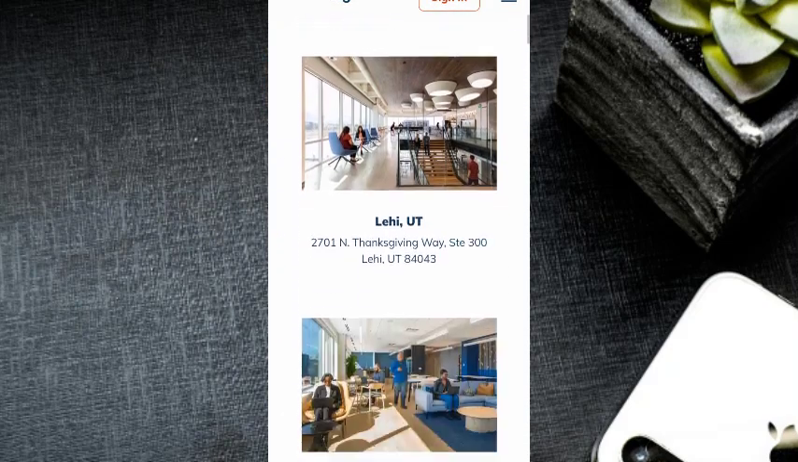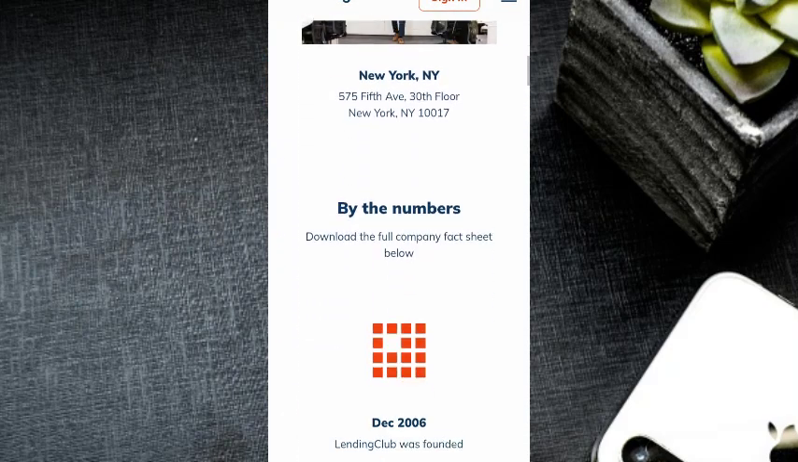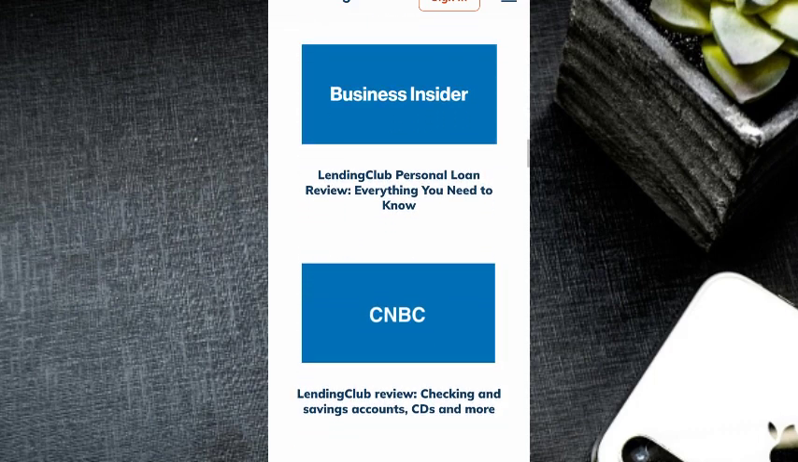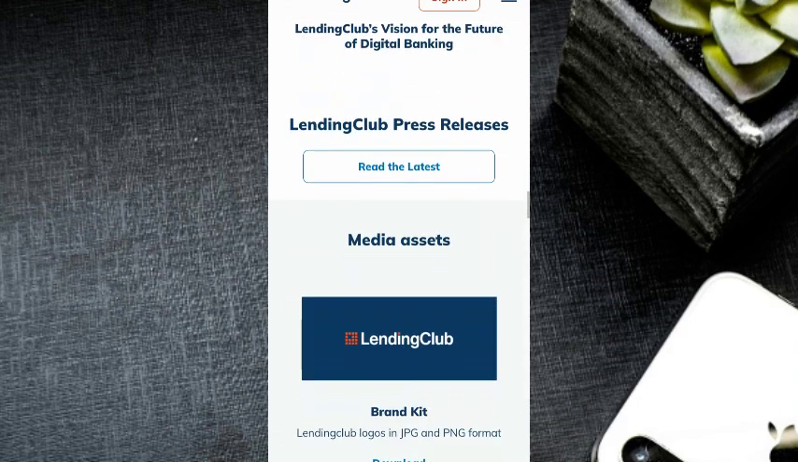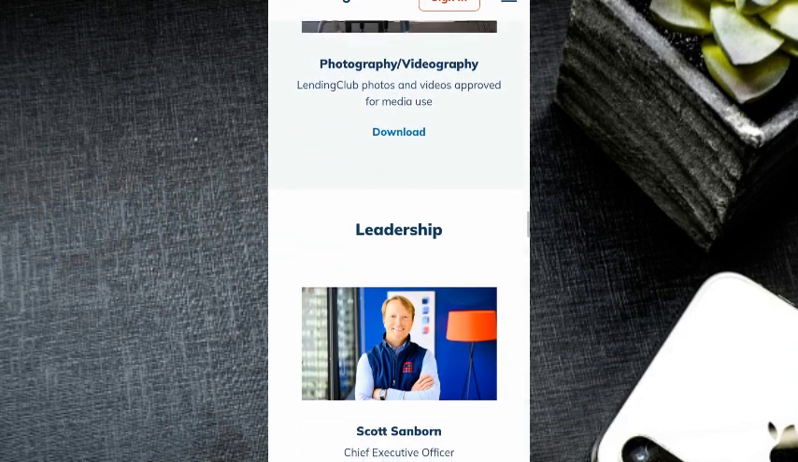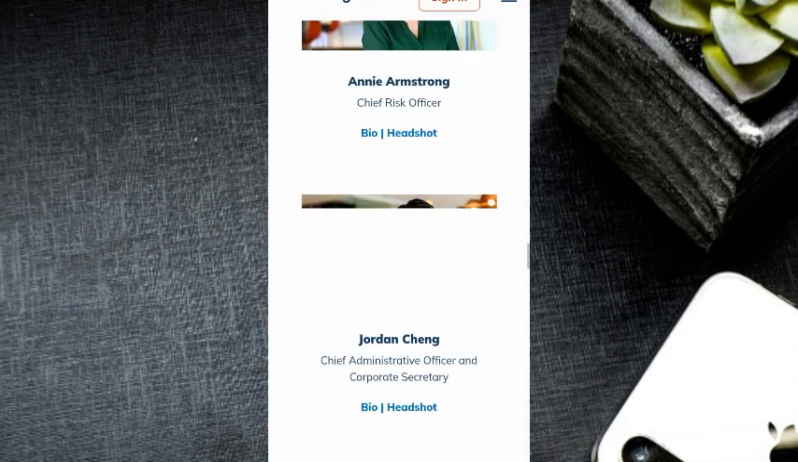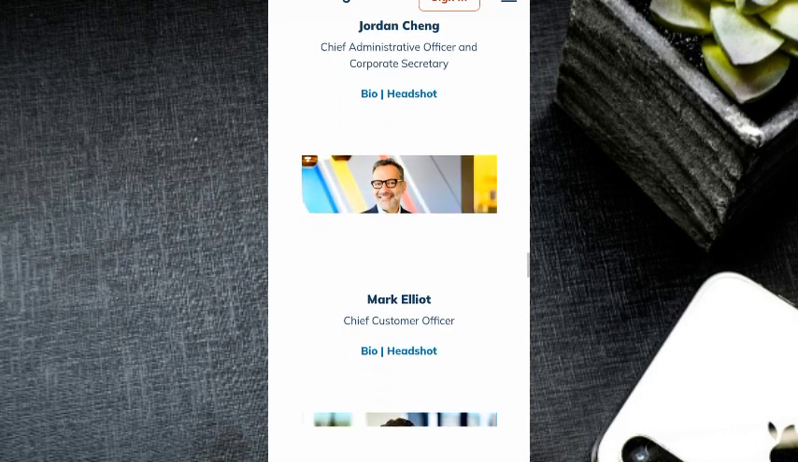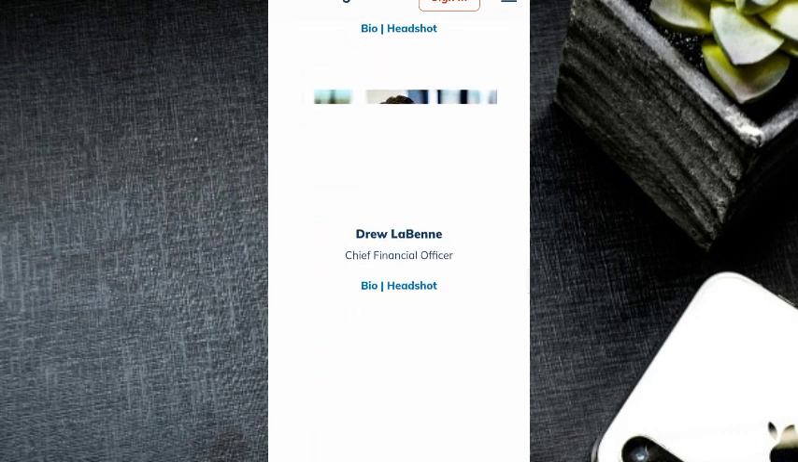In today's tutorial, we're going to talk about how to track business loan repayments in Lendingclub. Once your Lendingclub business loan is approved and funded, keeping track of repayments is essential for both cash flow management and maintaining a strong credit profile. Thankfully, Lendingclub provides several tools to monitor your payments easily and of course stay organized.